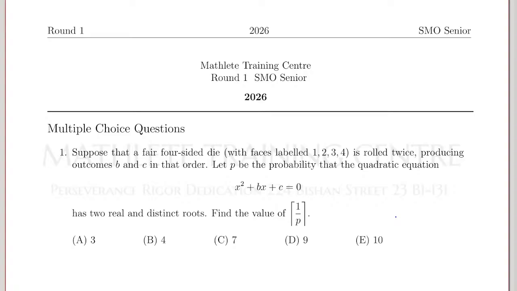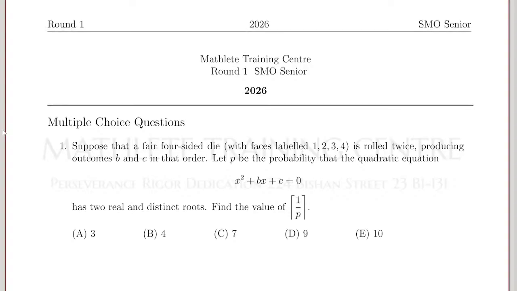I want to make a claim already: with probably a single digit number of points, you can actually get into round two. That's my claim. I might be wrong, but who knows? So let's go through the questions.